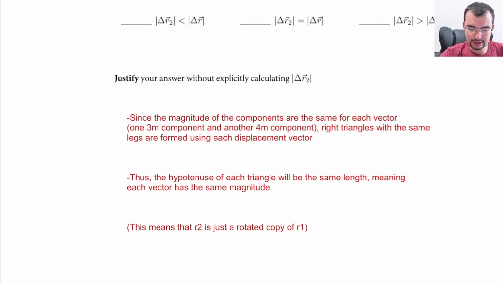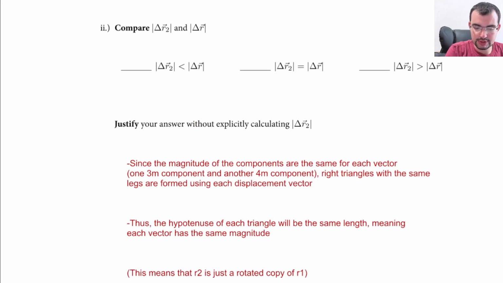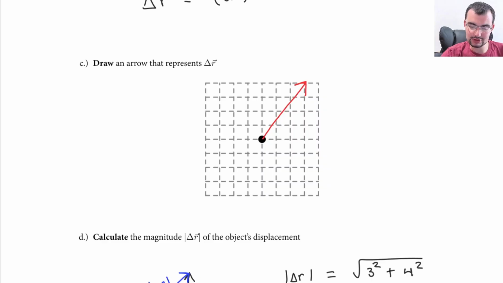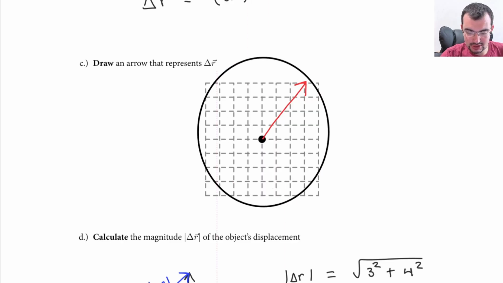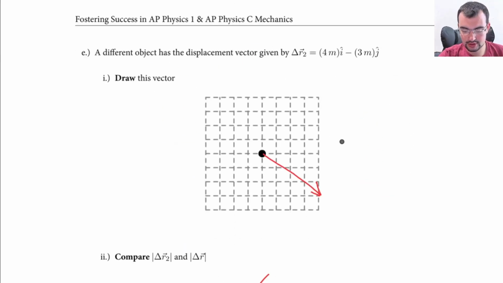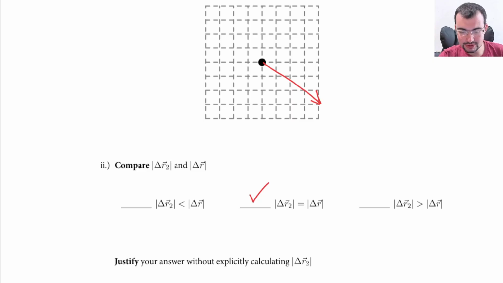So essentially, you have a 3 meter component and a 4 meter component. It doesn't matter how those are oriented because it's creating the same legs of the triangle regardless. So we can say the magnitudes have to be equal. And as a consequence, these vectors are just rotated copies of each other. And since magnitude is a distance, both of these vectors live on a circle of radius 5.